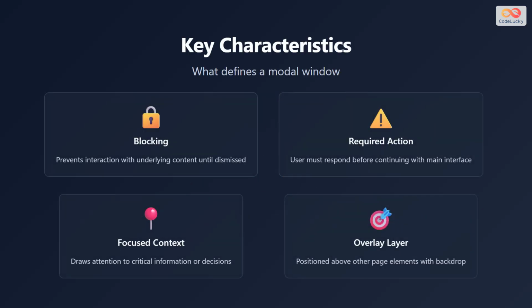Modal windows have four main characteristics. First, they are blocking, which means they prevent you from clicking or interacting with the page behind them. Second, they require user action, so you must respond to the modal before continuing. Third, they provide focused context by drawing your attention to important information or decisions. Fourth, they appear as an overlay layer positioned above other page elements with a semi-transparent backdrop behind them.